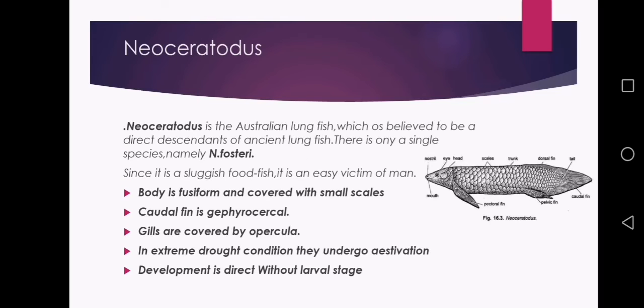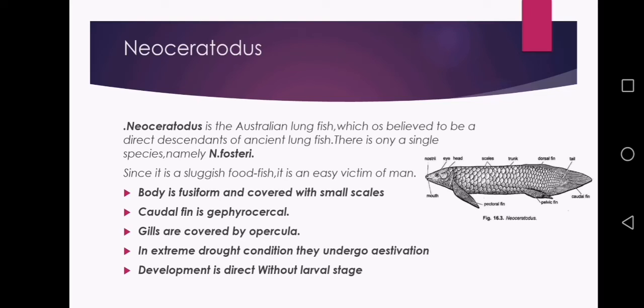Now moving to the last example, Neoceratodus. Neoceratodus is the Australian lungfish which is believed to be a direct descendant of ancient lungfish. There is only a single species, namely Neoceratodus forsteri. It lives in shallow pools or water holes and comes to the surface only for breathing air. Since it is a sluggish fish, it is an easy victim of man.